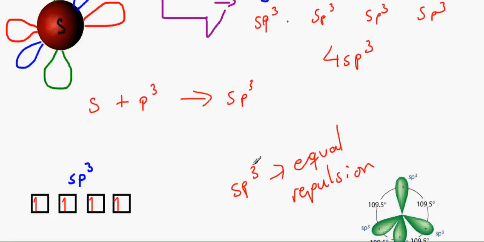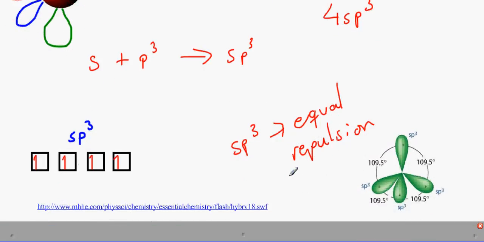And now we can also, if you want, add in the s orbitals of hydrogen. That's H, that's hydrogen, hydrogen, hydrogen, hydrogen. And that is CH4, basically.